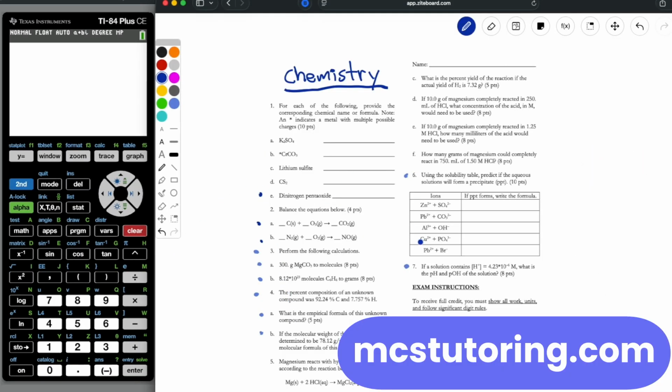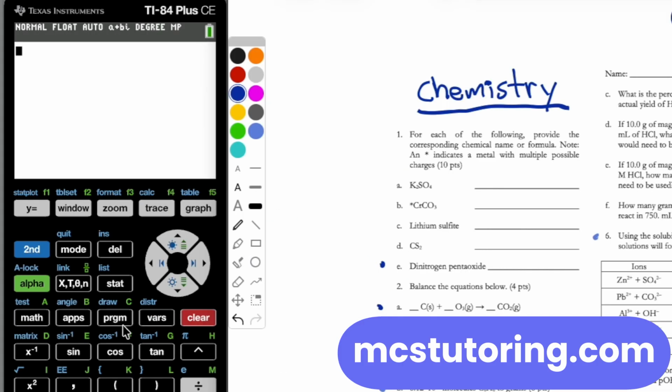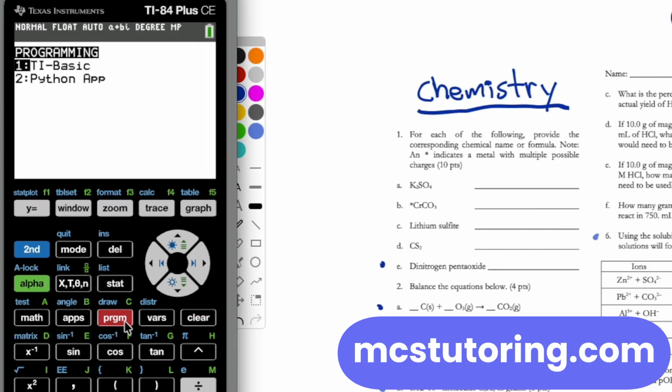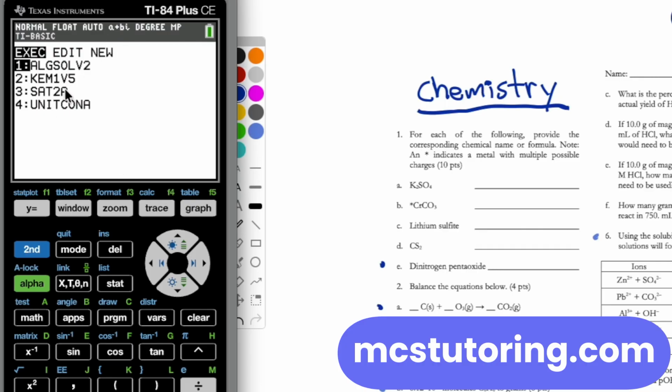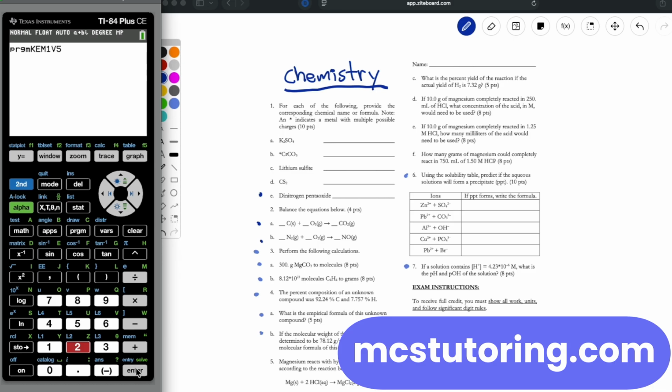We're going to do all the dotted ones here on this worksheet a student sent to me. So look, we're going to press the PRGM key. That's how to get to your programs. And then if you have this option, we're going to go to TI Basic. If you have just a regular TI84 Plus CE, it's just going to go to Basic automatically. And this one's called Chem 1 V5, so Chemistry 1 Volume 5. It's constantly updated. You get free updates for life once you buy one.